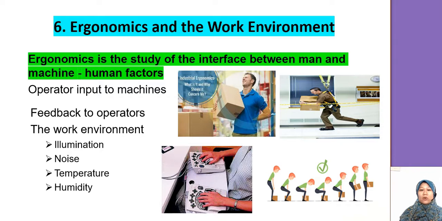Okay, the last one is the ergonomics and the working environment. This one is very important. Okay, when you do the job design and all that, then you need to provide the environment, the workplace. So the first one is ergonomics. Ergonomics is the study of the interface between man and machine. Okay, how the human deals with the machine, how to carry a heavy load.